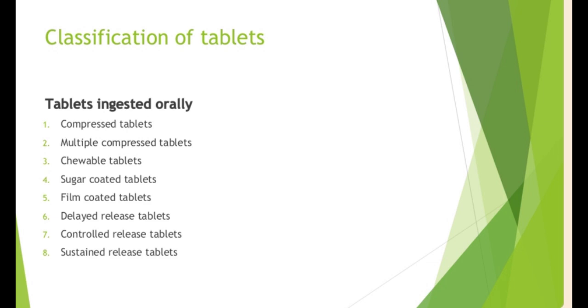They are: first one is compressed tablet, second is multiple compressed tablet, third one is chewable tablets, fourth one is sugar coated tablets, fifth one is film coated tablets, sixth one is delayed release tablet, seventh one is controlled release tablet, and eighth one is sustained release tablets.